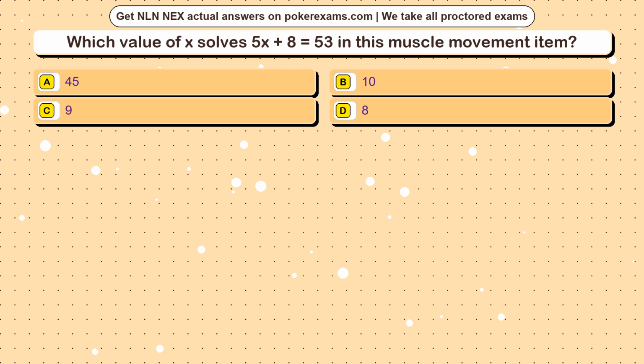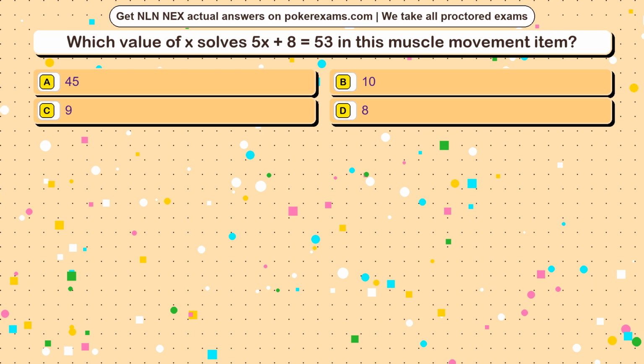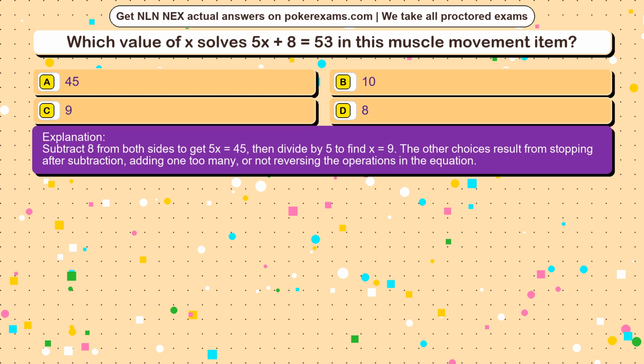Question 1. Which value of x solves 5x plus 8 equals 53 in this muscle movement item? Option A, 45. Option B, 10. Option C, 9. Option D, 8. The correct answer is option C. Subtract 8 from both sides to get 5x equals 45, then divide by 5 to find x equals 9. The other choices result from stopping after subtraction, adding one too many, or not reversing the operations in the equation.